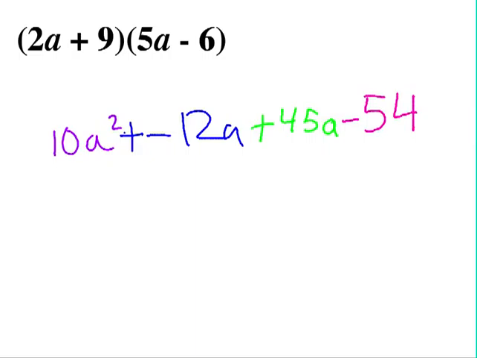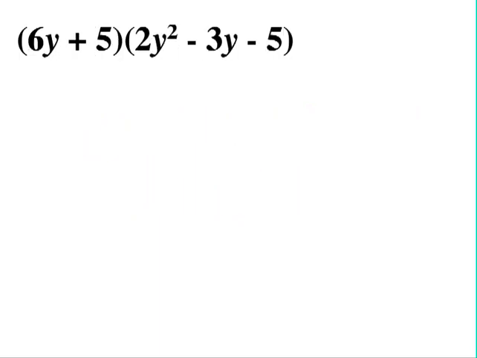So your final answer should be 10a squared plus 33a minus 54. Okay, very good. So now the question is, what do we do here, because we don't have a binomial times a binomial? We have a binomial times a trinomial. So this one you can't do FOIL on.